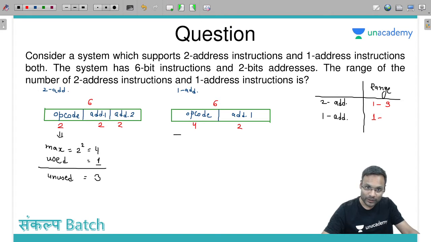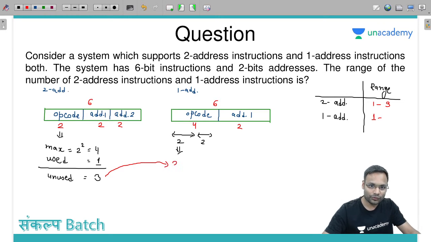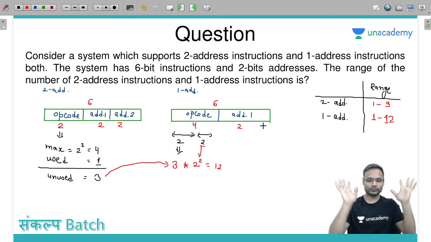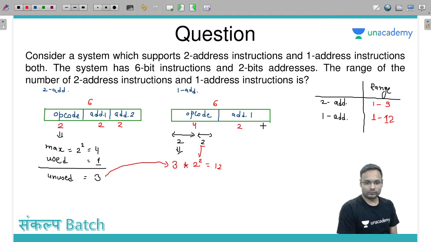Let's divide these 4 bits into 2 parts. Previous level 2 bits, remaining level 2 bits. Using these 2 bits, how many maximum combination we can have is 3 into all the combination of 2 bits, 2 power 2. Answer is 12. So maximum one address instruction we can have in this system is 12 only, not more than that. So range of one address instruction is 1 to 12. That's how you are going to solve this question.